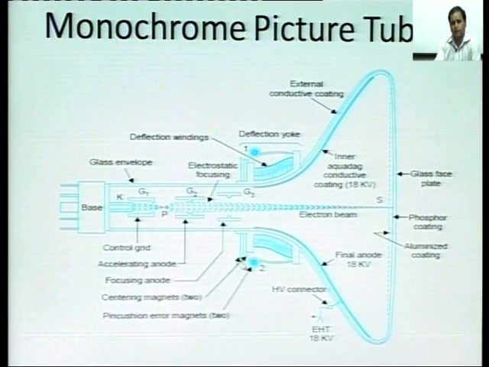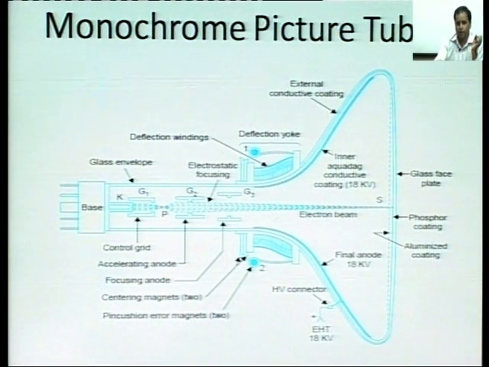Then we have centering magnets. The purpose of these centering magnets is that when there is no current in the vertical and horizontal deflection coils, the electron beam should strike at the center of the screen. So this is the purpose of the centering magnet, so that the beam is properly at the origin level from where the different deflections are provided, either in the horizontal direction or in the vertical direction.